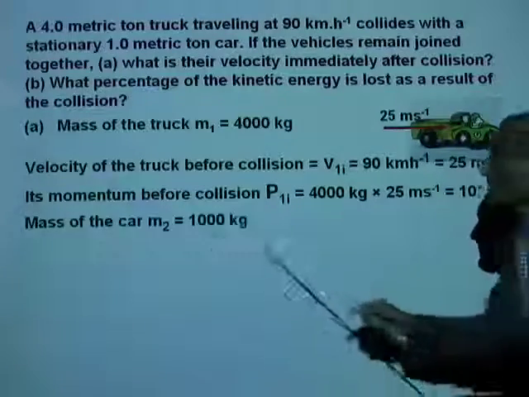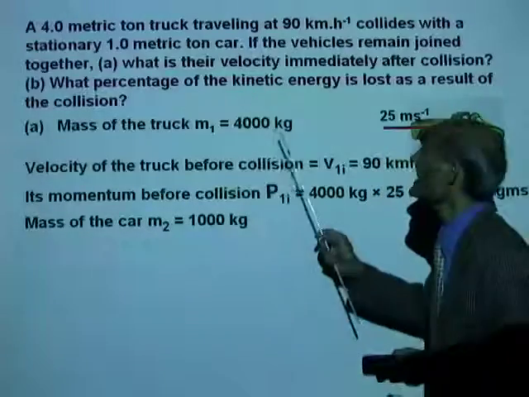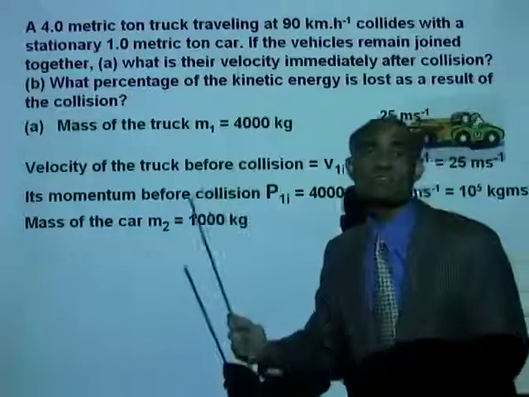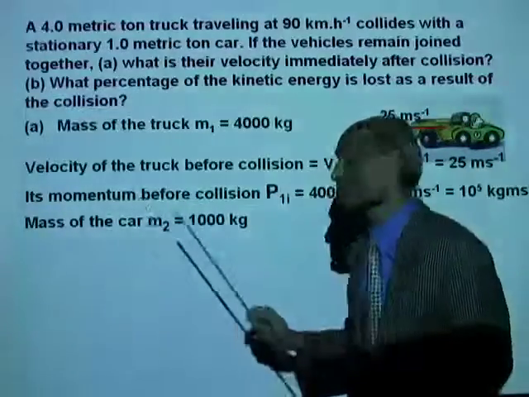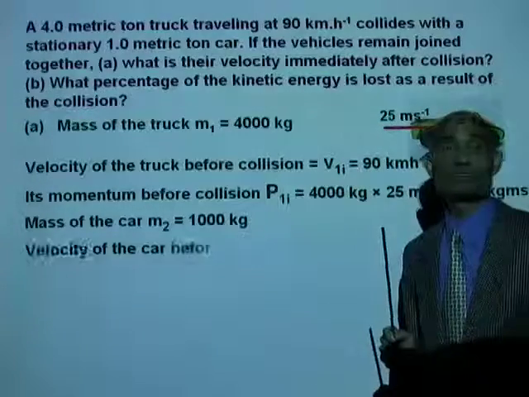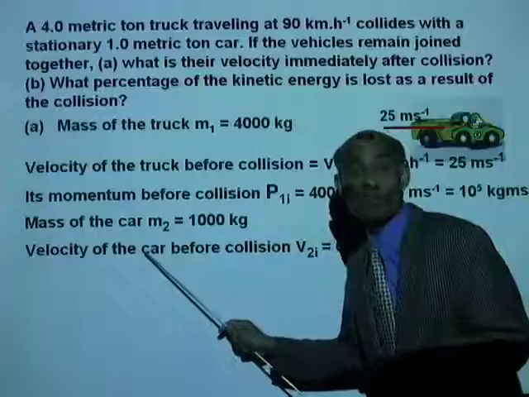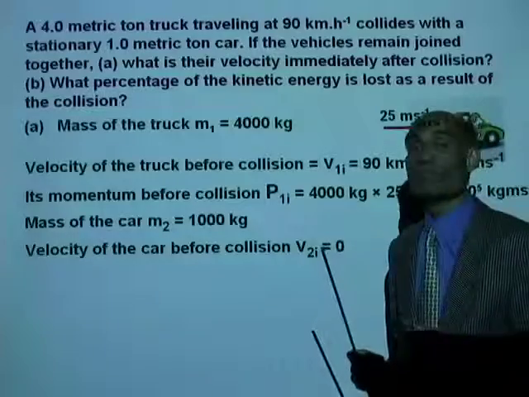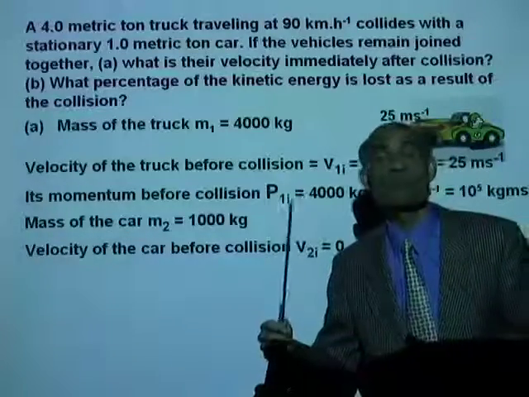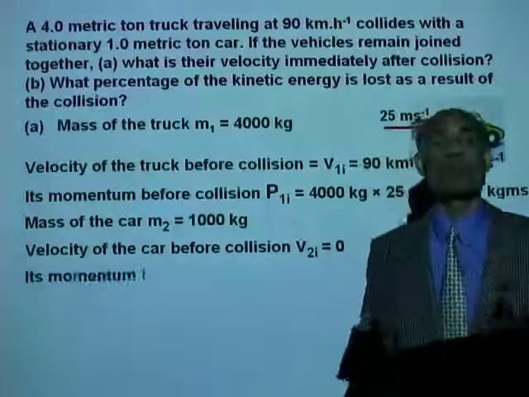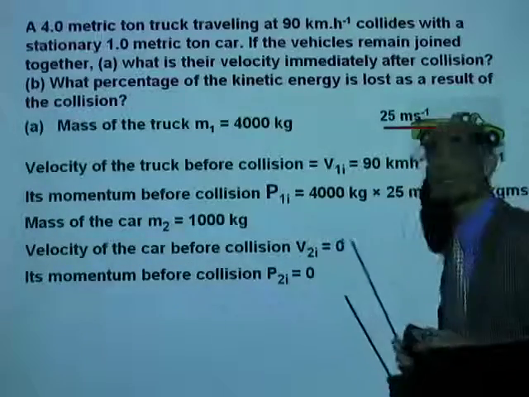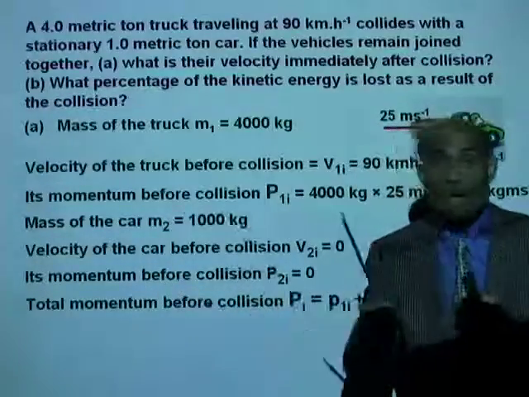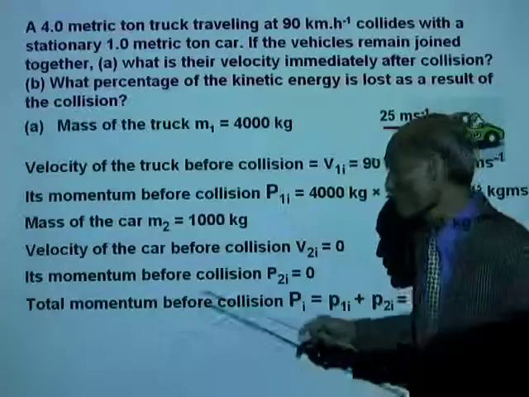Okay? The mass of the car is m2, that is 1,000 kilograms, 1 metric ton. A metric ton is 1,000 kilograms. And before collision, the car is at rest. v2i equals 0. Therefore, what is the initial momentum of the car? What is the momentum of the car before collision? p2i equals 0.